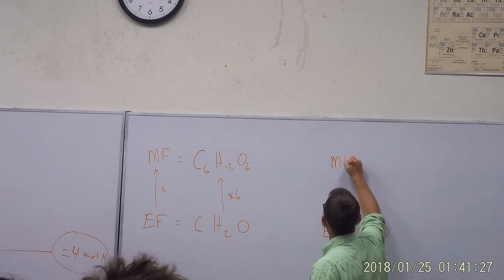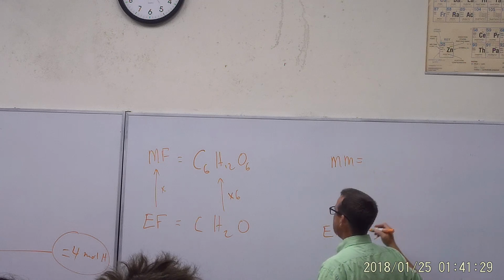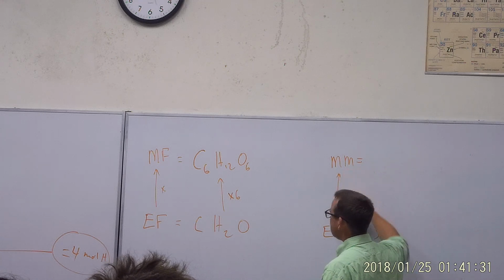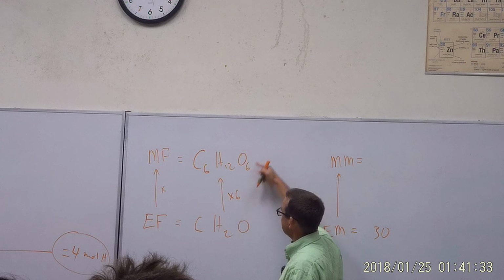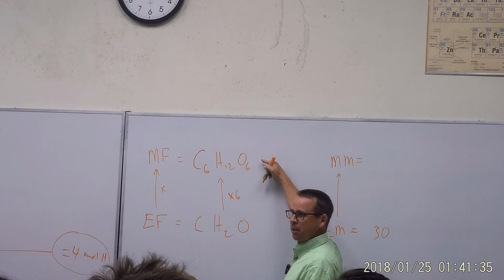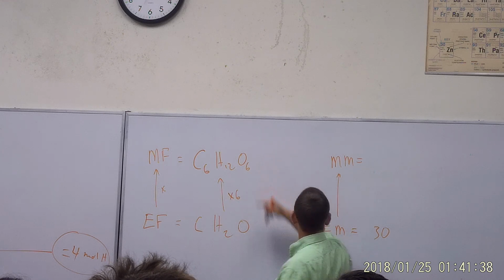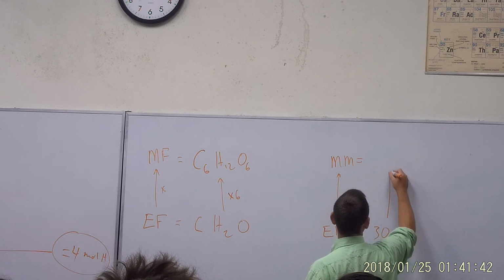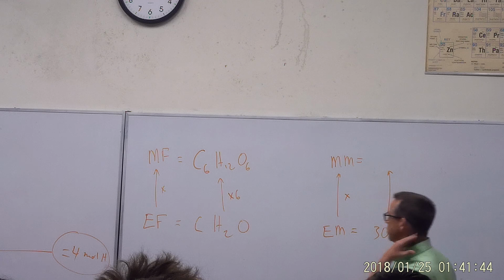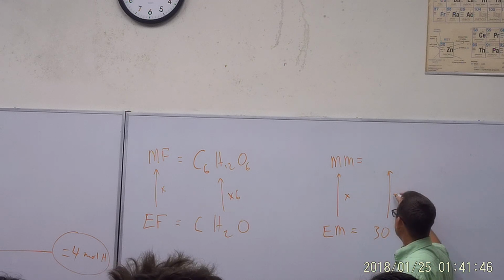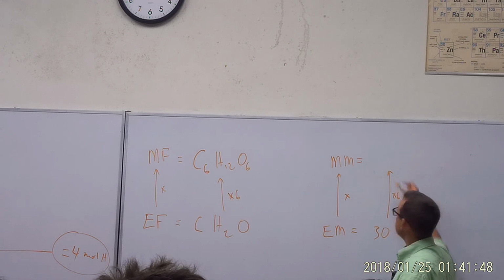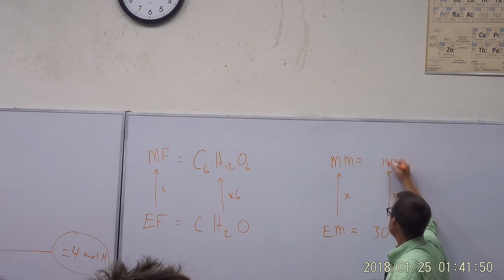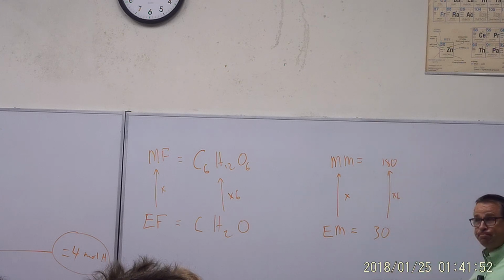The molecular mass is going to relate to the empirical mass the same way the empirical formula relates to the molecular formula, right? So I'm going to have a multiplier in between here. What does it look like the multiplier is going to be? It's going to be 6, right? So that tells us that the molecular mass is 180. Is everybody okay with that business?